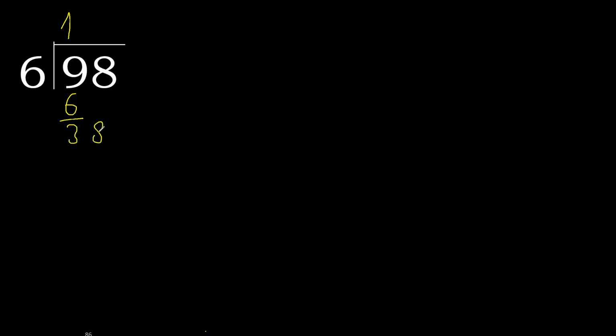Next, 38. 6 multiplied by 7 is 42, which is greater. 6 multiplied by 6 is 36, okay, which is not greater. Subtract, 2. Next, there is no number, therefore we complete, always complete with 0. Here, the decimal point. Complete the point, okay.